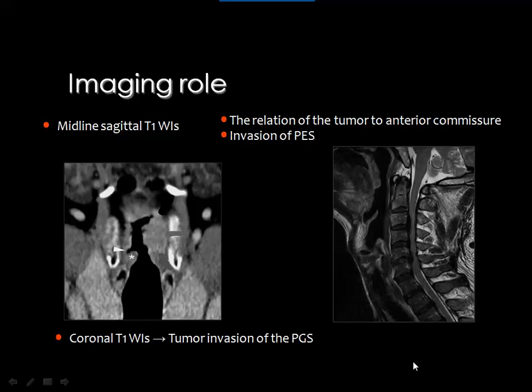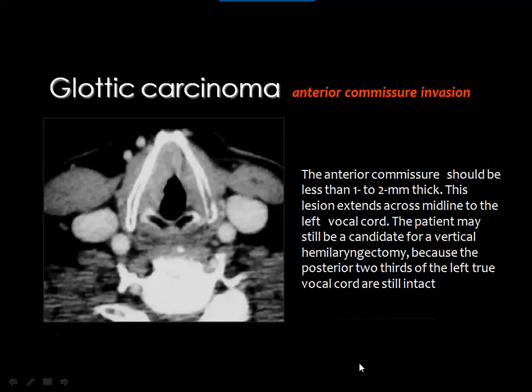Then the coronal images are valuable in evaluation of the site of the true vocal cord, the laryngeal ventricle, the false vocal cord, and to detect the extension of the tumor across the larynx, which will be reflected on the management after that. In the sagittal images, you can easily evaluate the region of the epiglottis, and also you can reach the base of the epiglottis at the level of the anterior commissure.